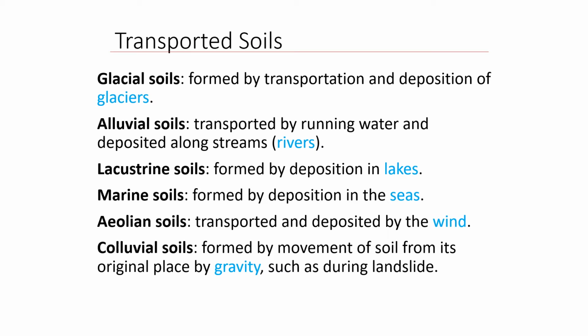There are different types of transported soils, and they depend on the type of transportation. So the first one is glacial soils. This one is formed by transportation and deposition of a glacier. It's very common in North countries like Canada, Scandinavian countries, Russia. We don't find a lot of glacial soils in Australia. But this is actually a soil that has very good properties. It's very hard, it's well sorted, and it's nice to build on this type of foundation.